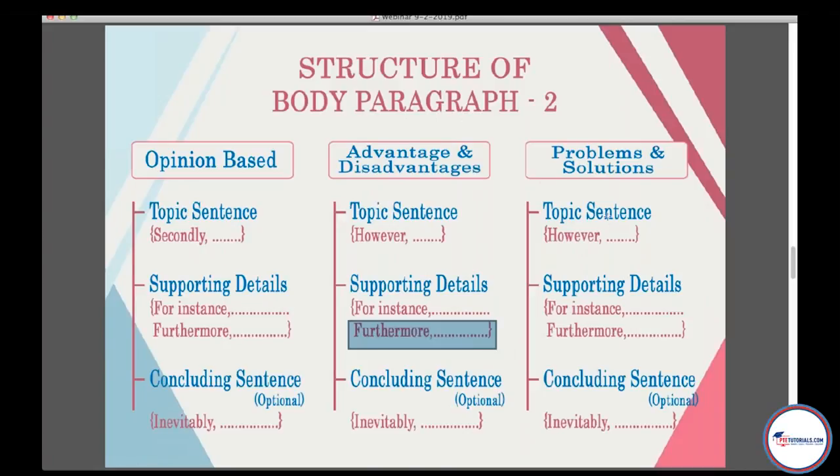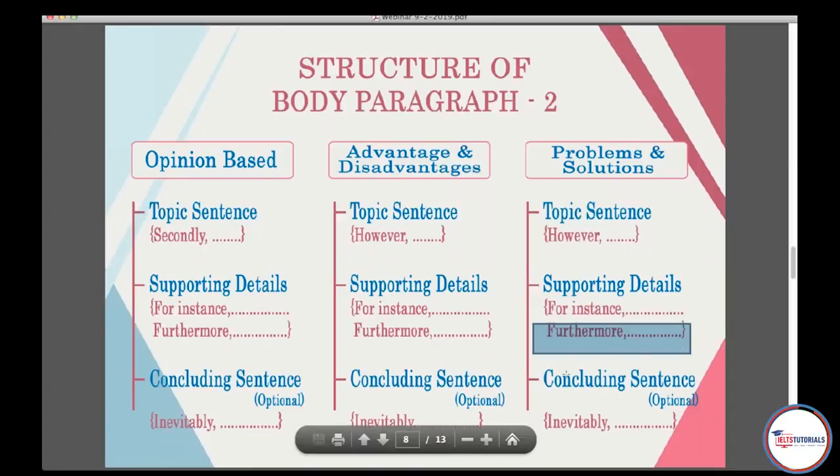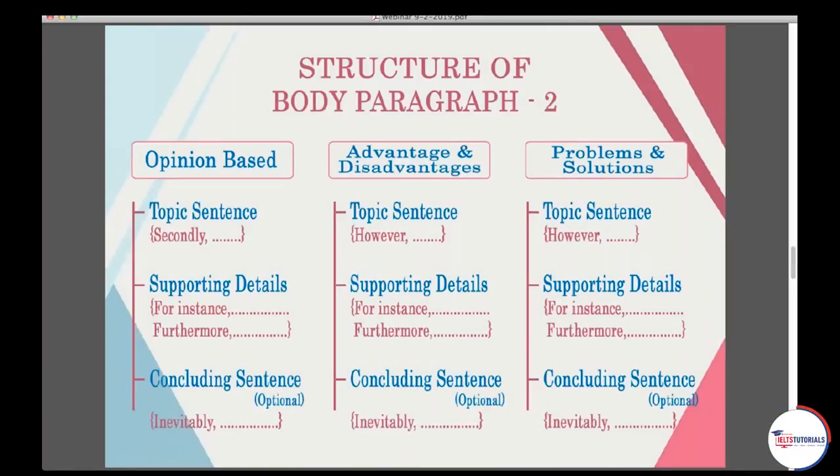For the problems and solutions essay, you have given problems in the first body paragraph. And now it's your duty to present the solutions. What will be the solutions? There are a number of solutions. You can give them in the problems and solutions essay in body para 2. And you can give examples also using the words for instance and furthermore. And of course, the concluding sentence will be optional. You can start your concluding sentence using inevitably or hence, therefore, something like that.